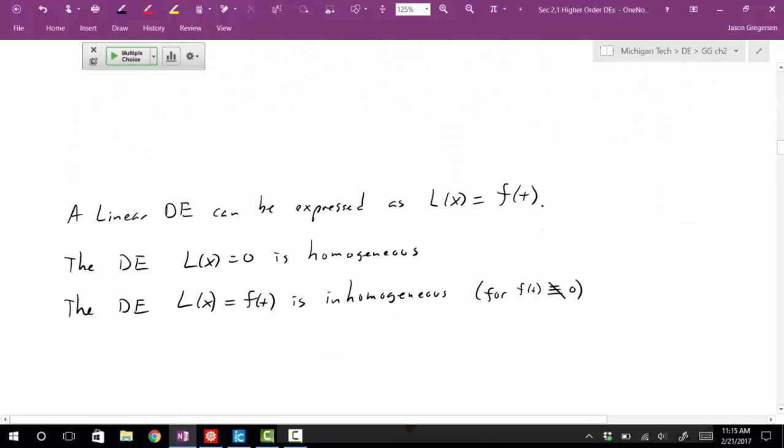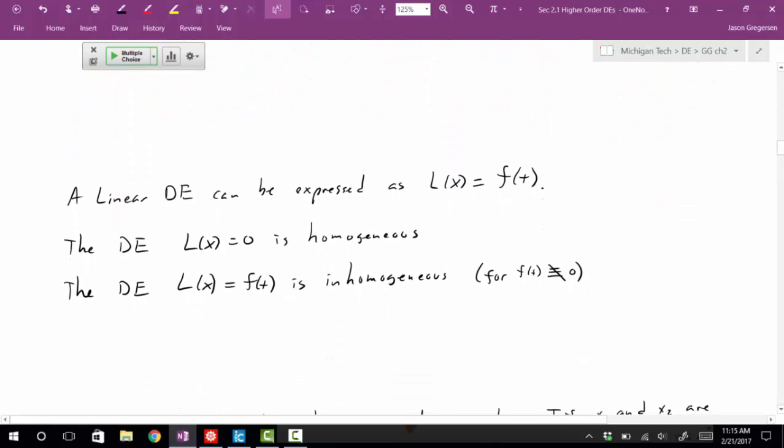All right. Now, when working with a linear differential equation, it can be expressed then in this new form in general. We have a little vocab here. The differential equation is homogeneous if that f of t thing is 0. If I can express that as L of x equals 0, that is a homogeneous equation. And if I can't, if there's some non-trivial function f of t over here, then it's inhomogeneous.